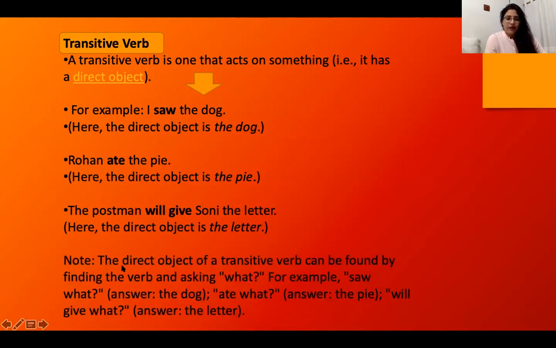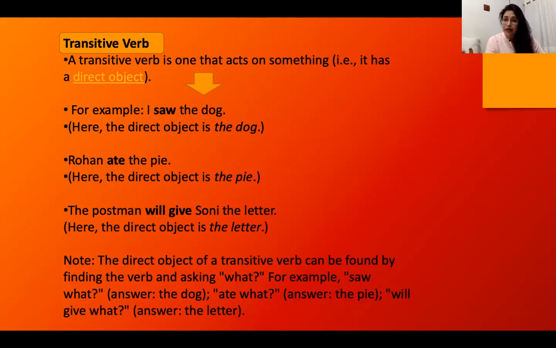And just a specific note here: the direct object of a transitive verb can be found by taking the verb and asking the question, what? For example, what did I see? A dog. What did Rohan eat? He ate a pie. Will give what? The postman will give a letter.